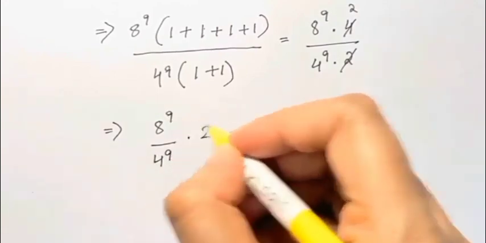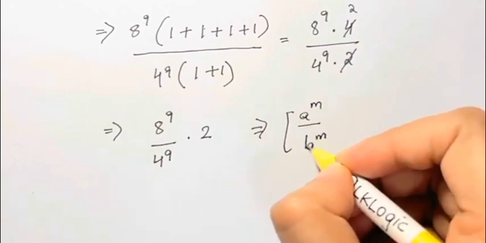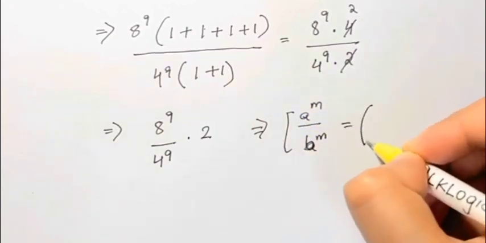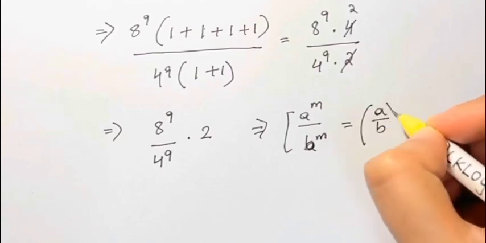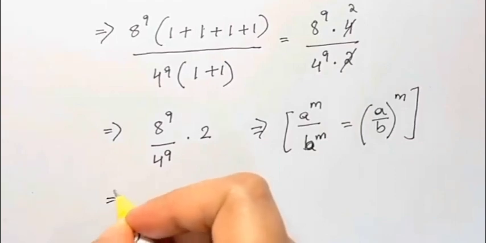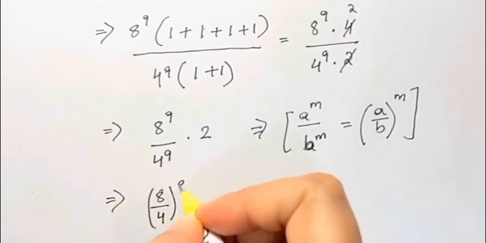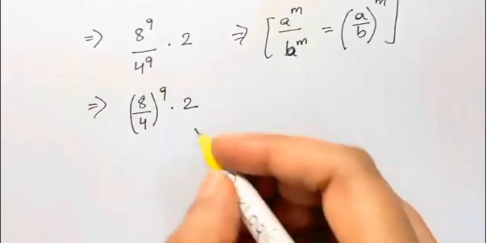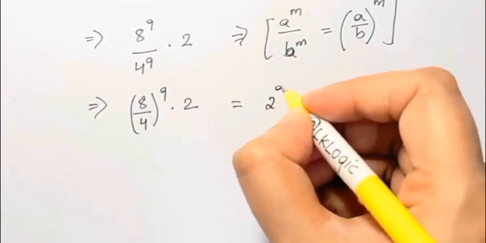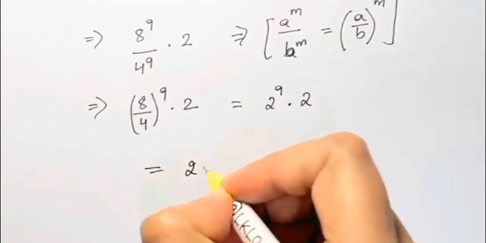Now this can be written as, you should know this, a to the power of m, b to the power of m. So what you can do is, you can club the powers, a over b whole to the power of m. So we're going to apply that. So you have 8 over 4 whole to the power of 9 times 2, equal to, 4 times 2 is 8. So 2 to the power of 9 times 2, which is equal to 2 to the power of.